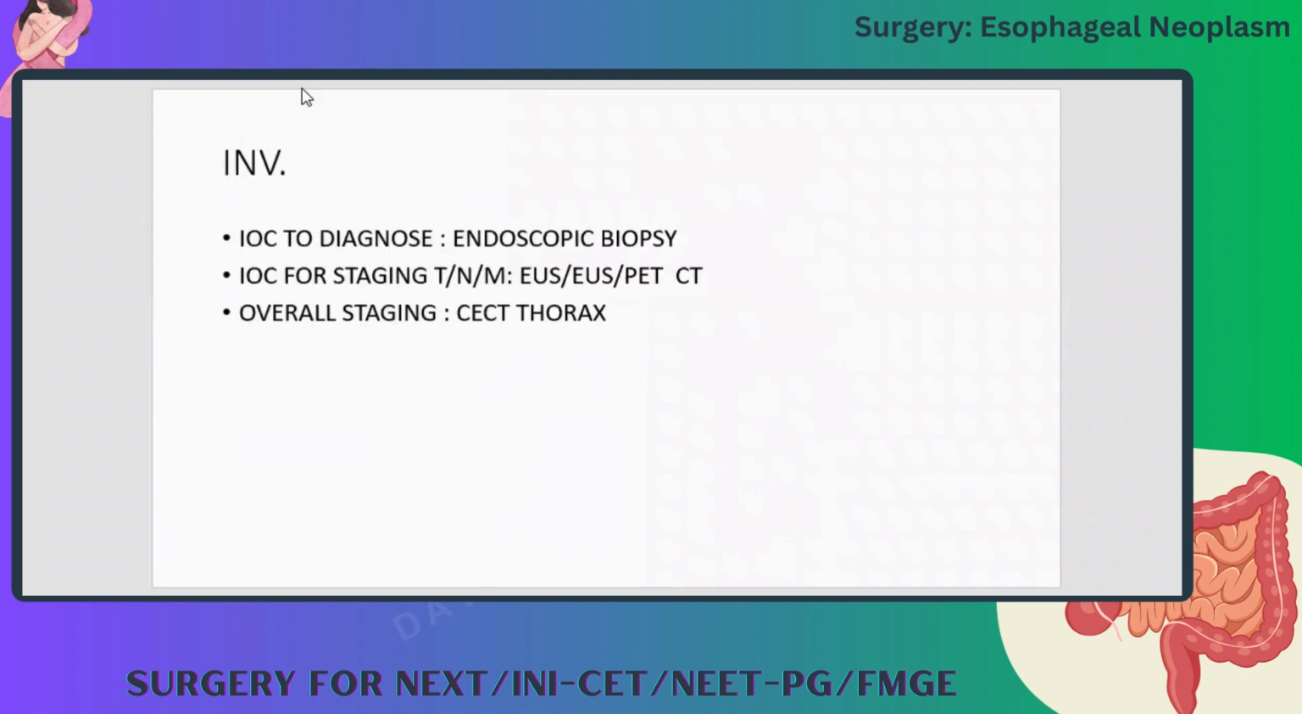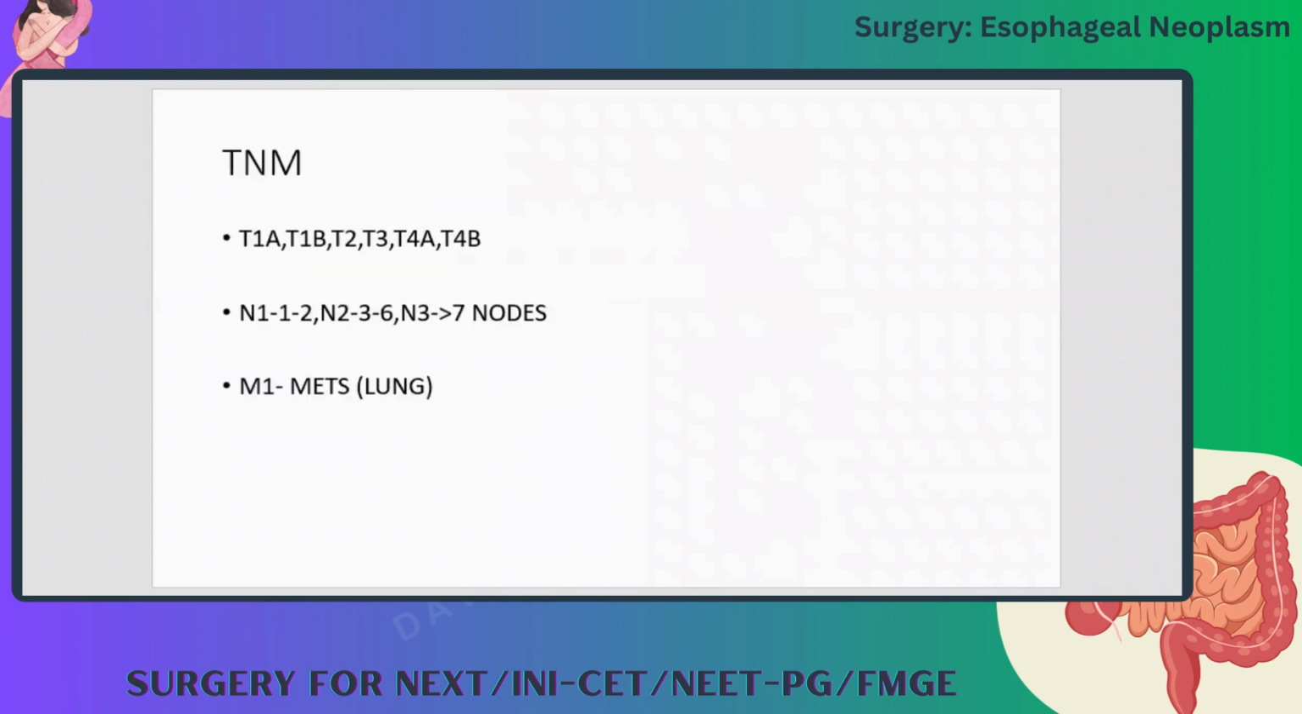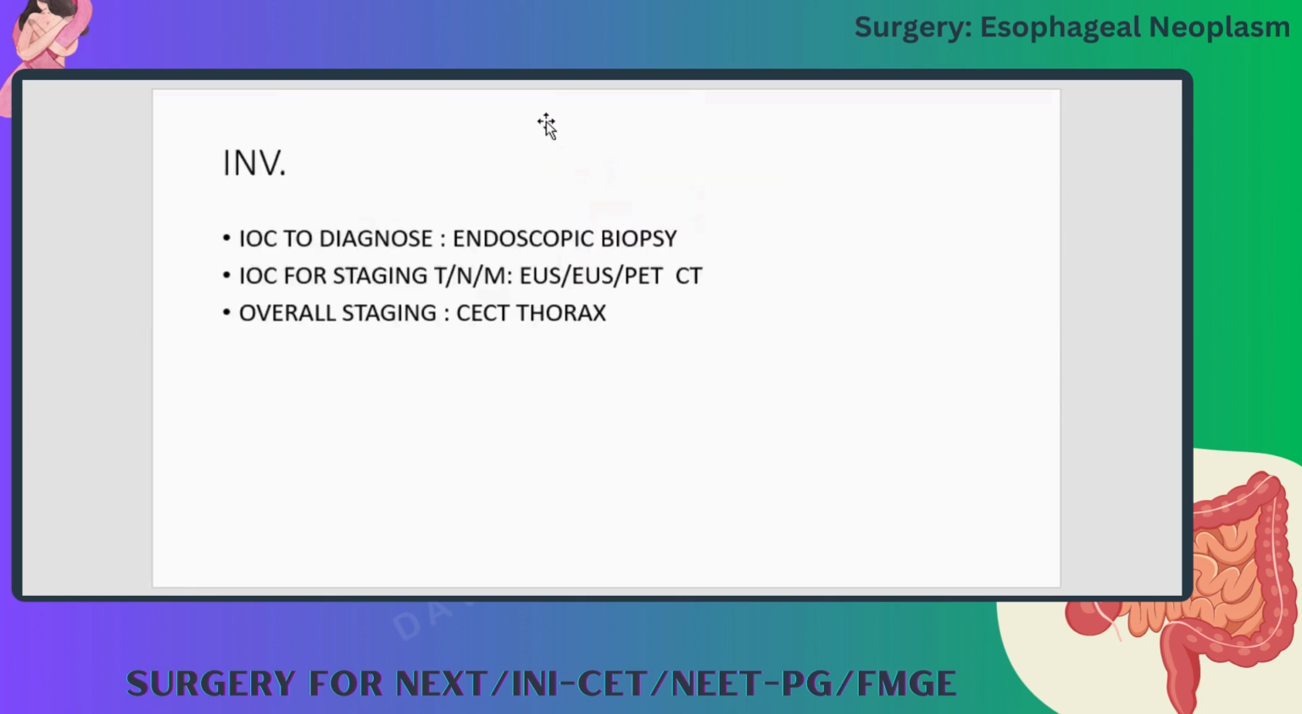So this is all not necessary. So here, how to investigate? You tell me how will you investigate? First would be a barium swallow. And then we would do an endoscopy plus a biopsy. And for staging, we would do an endoscopic ultrasound. And to differentiate between obstruction and malignancy, we will do a CECT. Okay, very good.